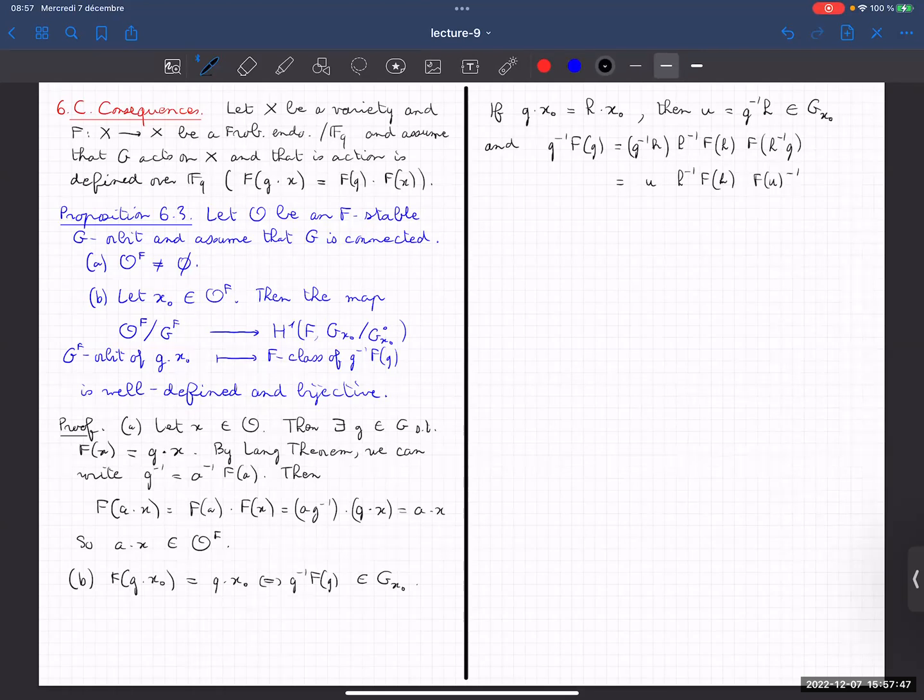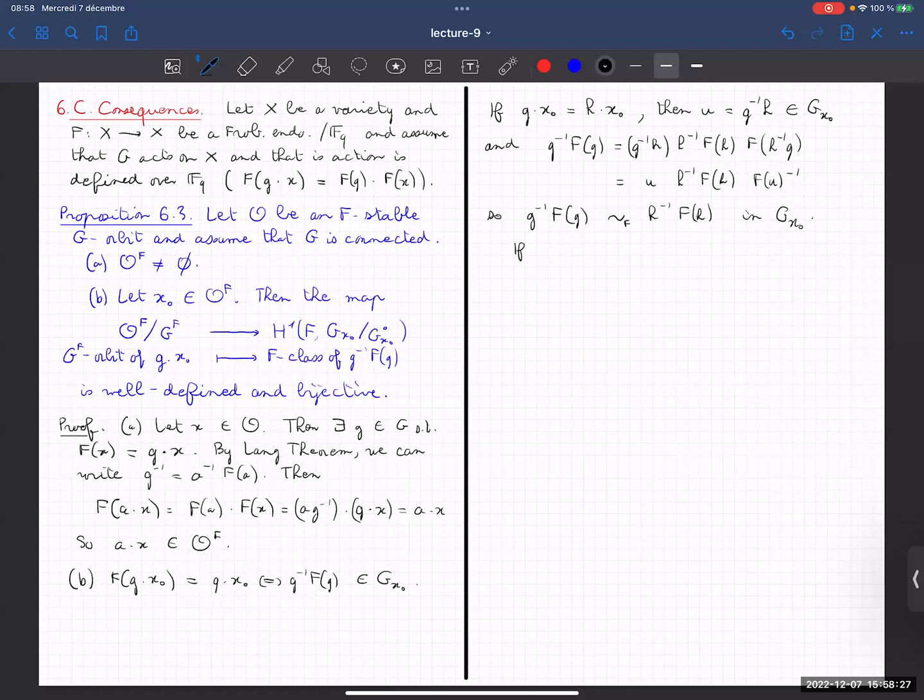So you see that these two elements are F-conjugate inside G_{x0}, because u belongs to G_{x0}. I write it like this: g^{-1}F(g) is F-conjugate to h^{-1}F(h) in G_{x0}. So you see that first, the map does not depend on the way you write your elements. If you take two different g and h such that g·x0 is equal to h·x0, you obtain at the end the same F-conjugacy class.